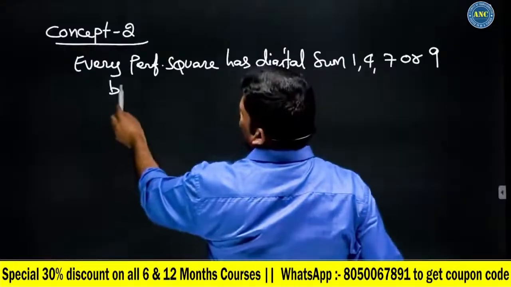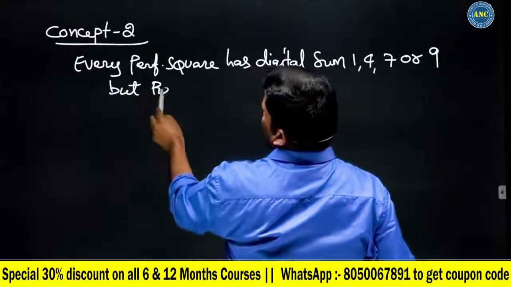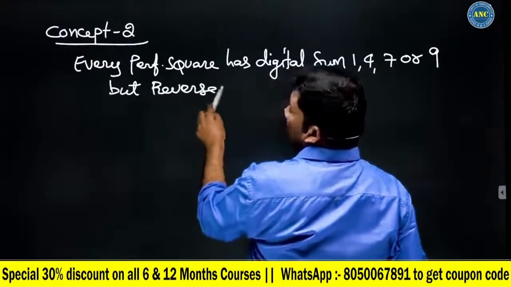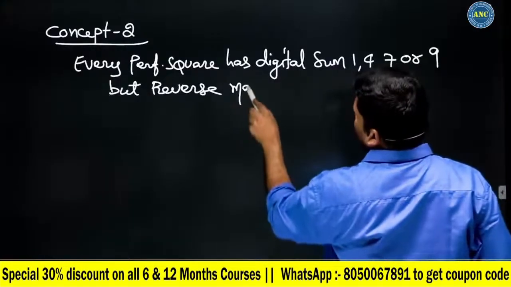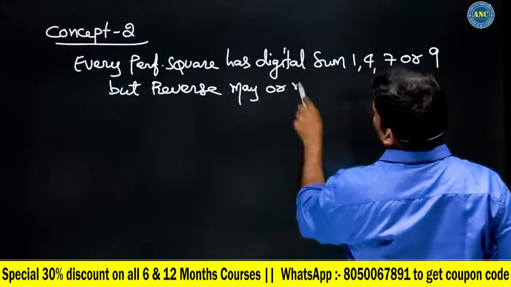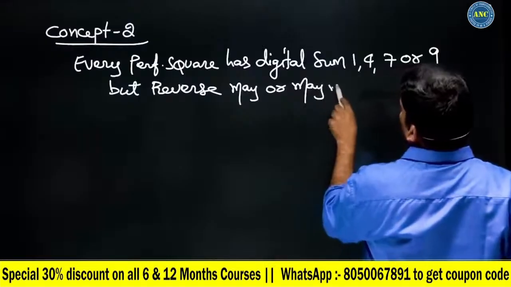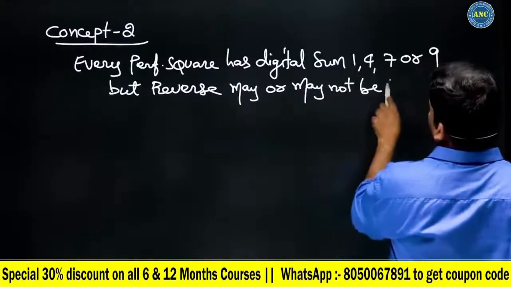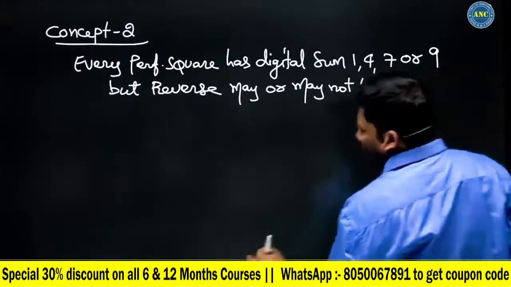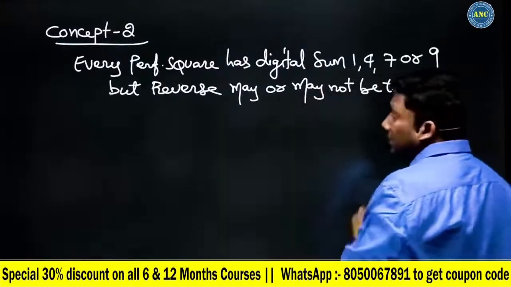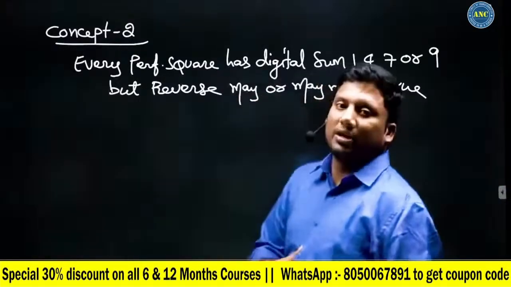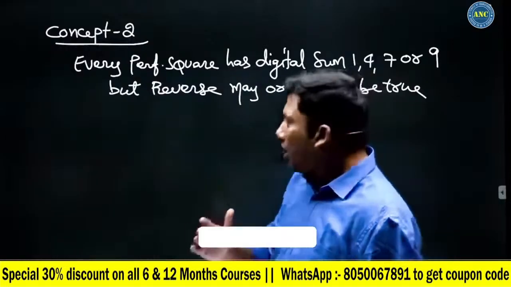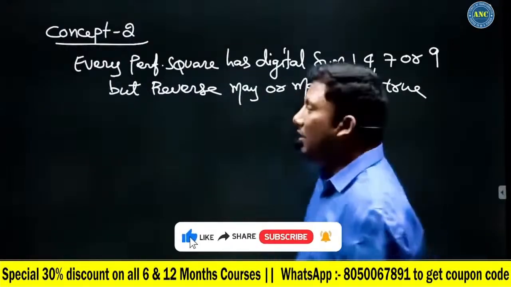But the reverse may or may not be true. This is another concept with as many applications as possible, a very, very important concept. What is the concept? Read the line: every perfect square has a digital sum of 1, 4, 7 or 9, but the reverse may or may not be true.